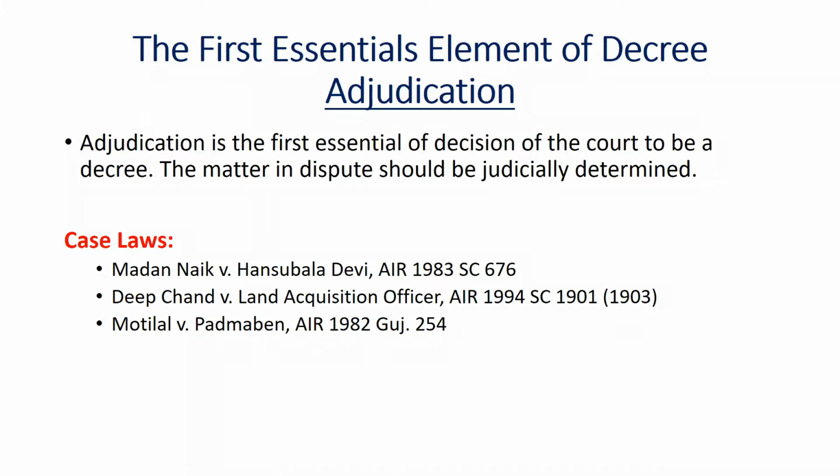In Dipchand versus Land Acquisition Officer, AIR 1994 SC 1901, page 1903, the court held that the adjudication should be made by an officer of the court, and if it is not passed by an officer of the court, then it is not a decree. In Motilal versus Padma Ben, AIR 1982 Gujarat 254, the court held that a decision on a matter of an administrative nature, or an order dismissing a suit for default of appearance of parties or dismissing an appeal for want of prosecution, cannot be termed a decree, inasmuch as it does not judicially deal with the matter of the dispute. मतलब जो ऑर्डर निकला है वो एडजुडिकेटेड होना चाहिए, जज के थ्रू आना चाहिए या ऑफिसर ऑफ द कोर्ट की तरफ से आना चाहिए. अगर वैसा नहीं है तो then it will not be called as a decree.